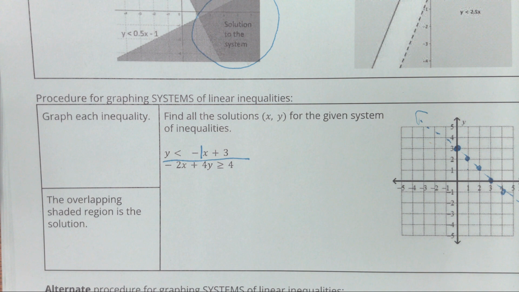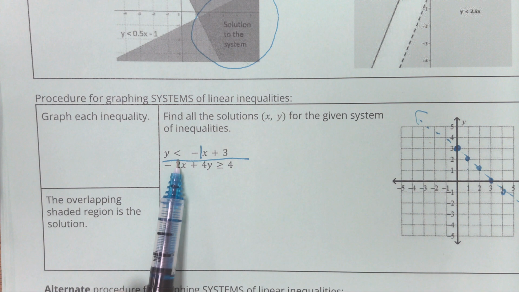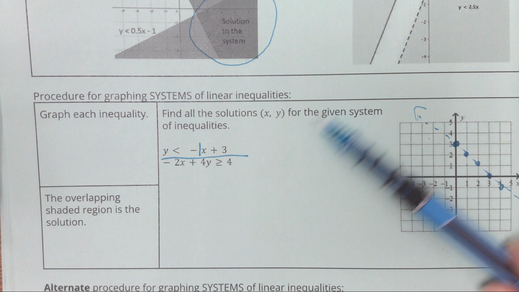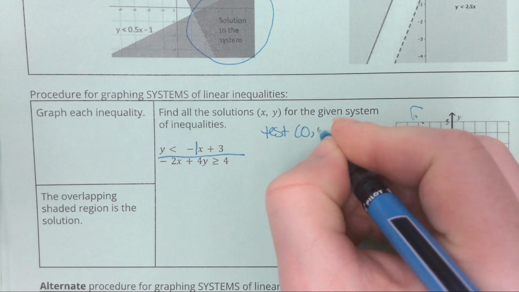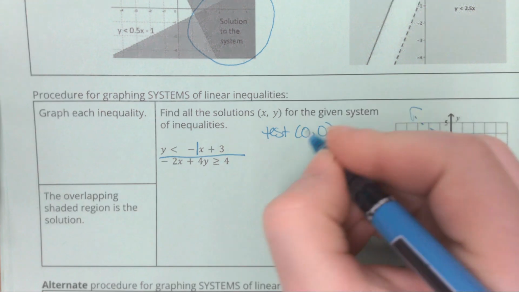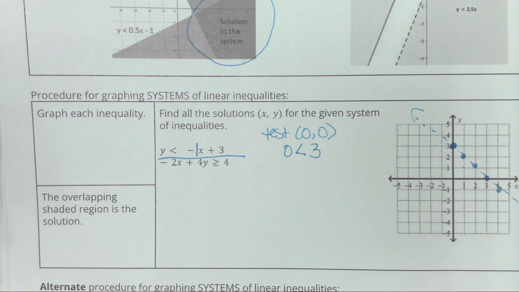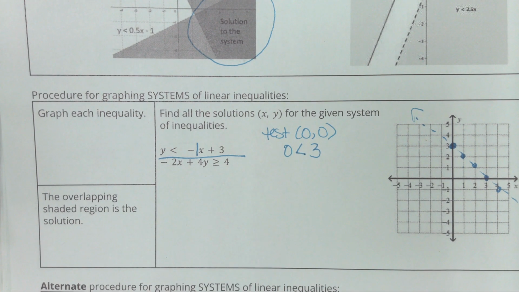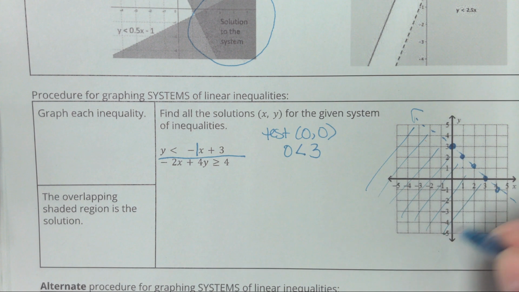Okay. Then I'm going to do my shading. Now, I see the less than sign, so I think it's going to be shaded below the line down here, but I'm going to test my point. I plug 0, 0 in, and I get 0 is less than 3. That's true, isn't it? Okay, when we shade, just because we're going to need an overlapping region, just do it lightly, please. So real lightly I'm going to shade the region below the line.